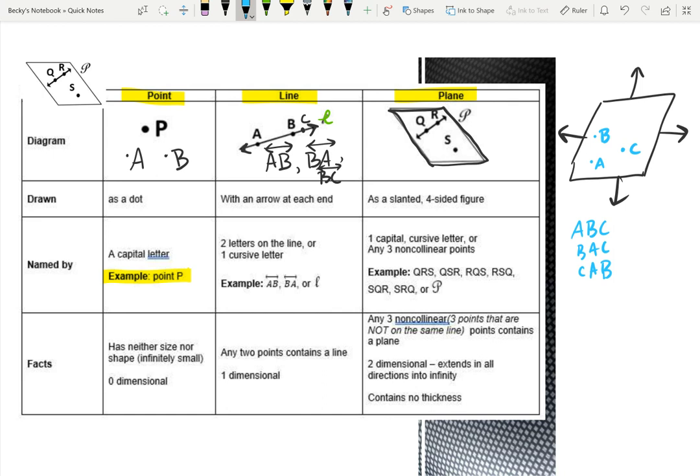Now, mathematicians like to do lazy things. So if there's a big capital cursive letter up in the corner, like a big capital A, you could just say, hey, this is plane A. Mathematicians are lazy, so we don't want to write the word plane. So if you just see a big cursive capital A, you know that has to represent a plane.